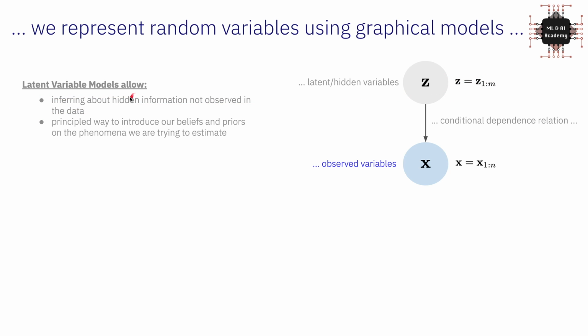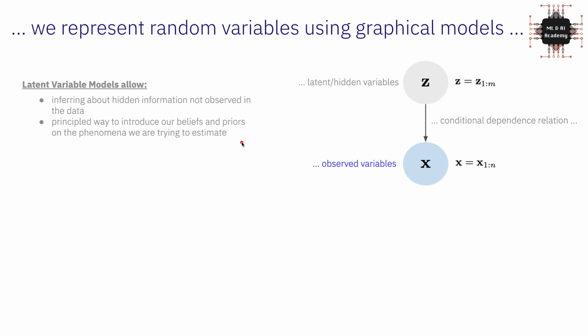So a latent variable model allows us to infer the hidden information not observed in the data. As we said, the process that's hidden, we're going to try to learn that. And it's a principled way to introduce our beliefs and the priors. Remember, I told you we're going to put some assumptions in there. We're going to say nature operates in this way. That allows us to put in all the priors. I believe nature's latent distribution is coming from a Gaussian. These are things I'm putting in, and it's a principled way that allows me to put my beliefs and priors on the phenomena that I'm trying to model.